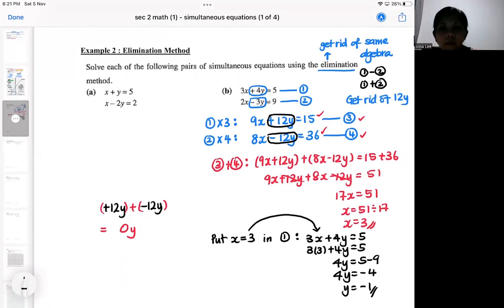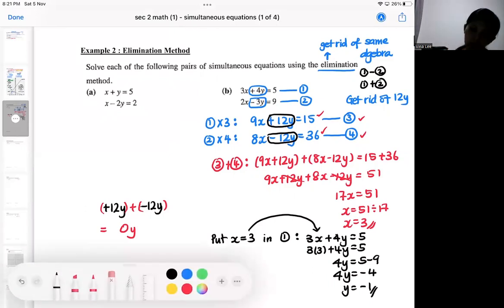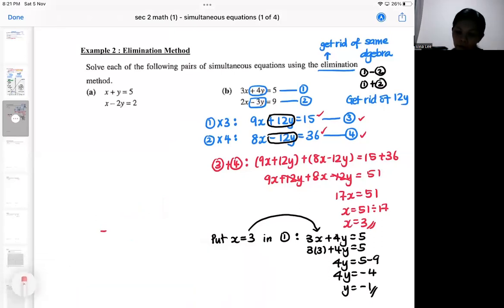So you create the same algebra to get rid if you don't have any same algebra to get rid of. Okay, so if I'm trying to get rid of 12y, because one is a positive 12y, one is a negative 12y, I just need to add them up and it will disappear. Okay, common sense will tell you, if you add a positive and you add a negative, it will just become a 0.